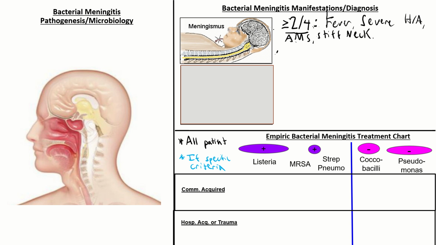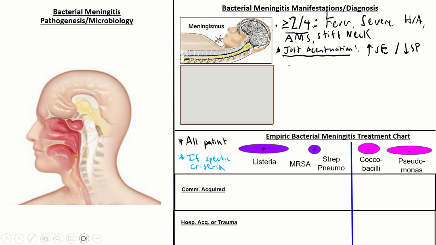Things like Brudzinski signs, things like Kernig signs are specific but relatively insensitive. There is one sign, and this is called jolt accentuation. Basically, you have the patient shake their head back and forth pretty quickly and see if that worsens their headache. Now, this is very sensitive in at least one study, but if you think about headaches in general, most headaches are going to get worse when you shake your head back and forth. So it has high sensitivity, which means if it's not present, maybe you can decrease your suspicion of bacterial meningitis, but it's relatively non-specific.